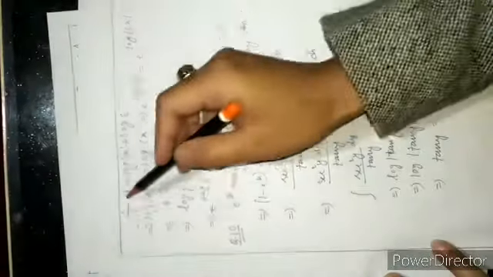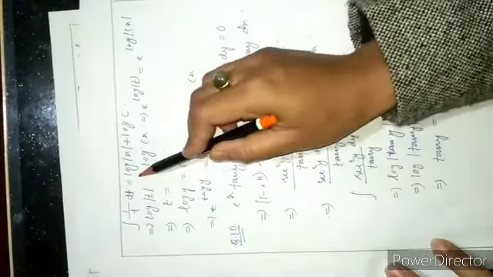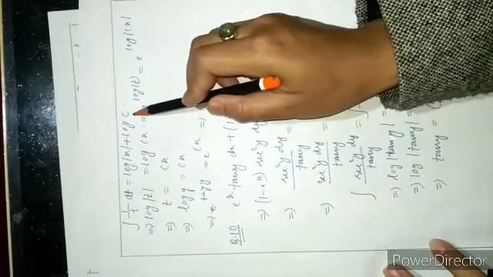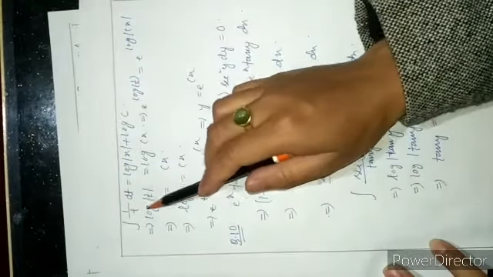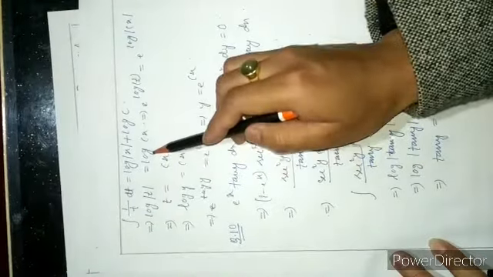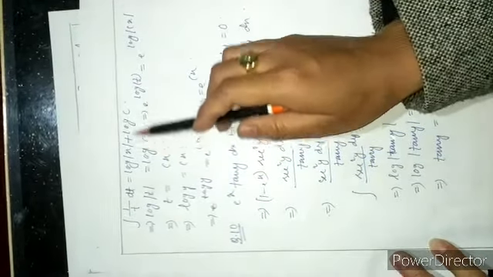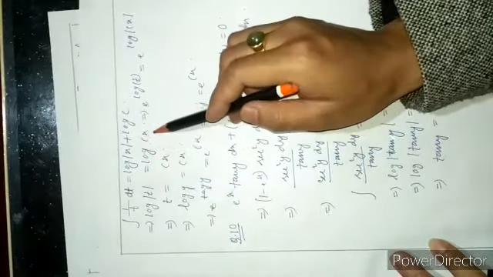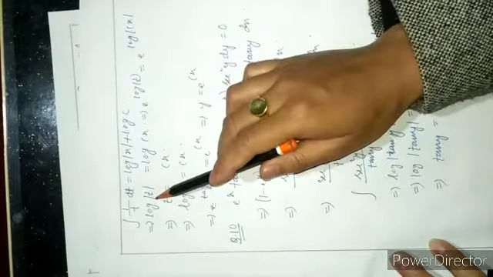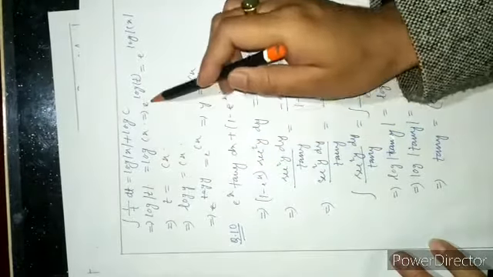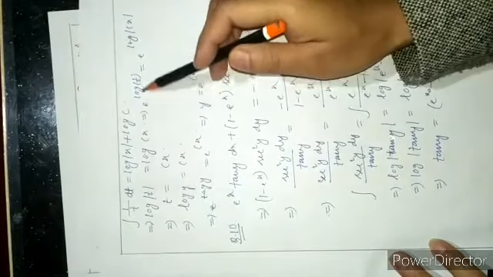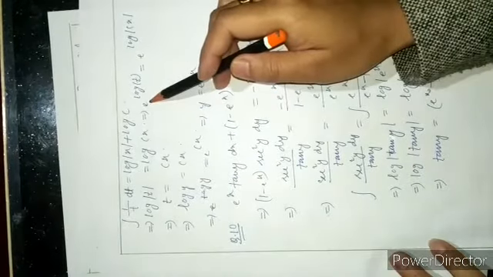Now the integration part. Integration of 1 by t dt is equal to log modulus of t, and integral of 1 by x dx is equal to log modulus of x plus log c. Using the log property, log x plus log c becomes log cx. Now giving exponent power on both sides of the equation.